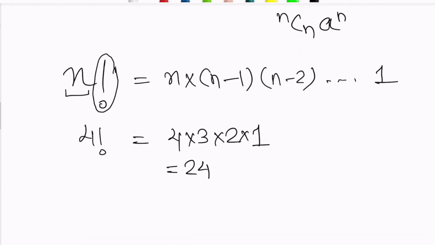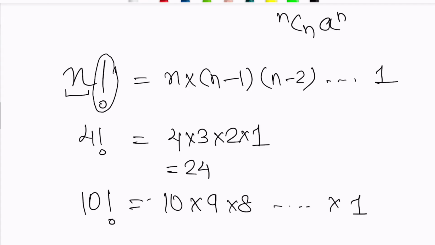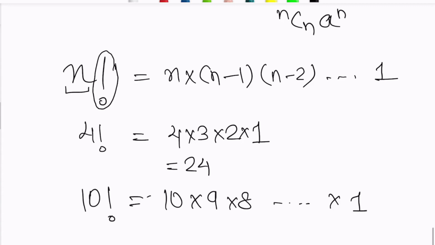Similarly, we have some other number. So 10 factorial would be very large, but it would be 10 into 9 into 8 all the way up to 1. So these are what factorials are.